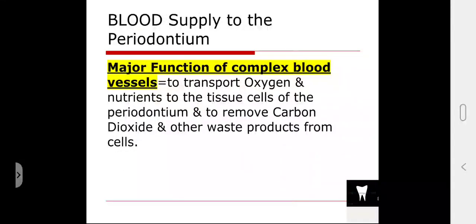Blood supply, the major function of the complex blood vessels, we know what the function of blood vessels are. They transport oxygen and nutrients to the tissue cells of the periodontium, remove carbon dioxide, and then there's other waste products that also need to be removed by these blood vessels.